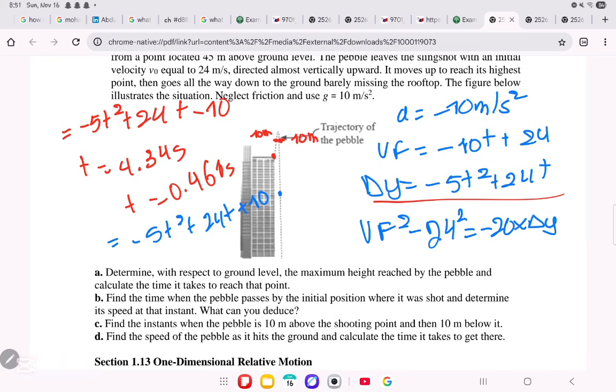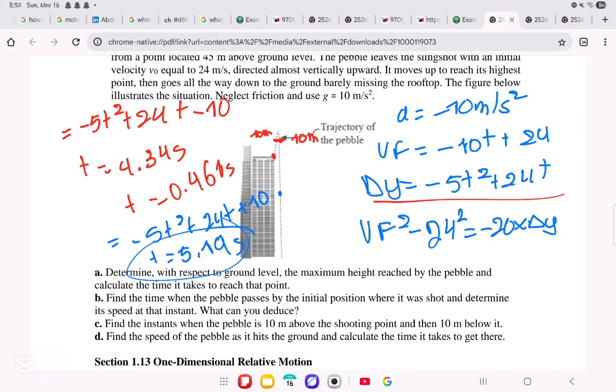So I will get 2 times. The first time is positive 5.19 seconds. My second time is a negative second. Can we have negative times? No. That means this is my only time for it. So I have only 3 times, which are 5.19, 0.461, and 4.34.